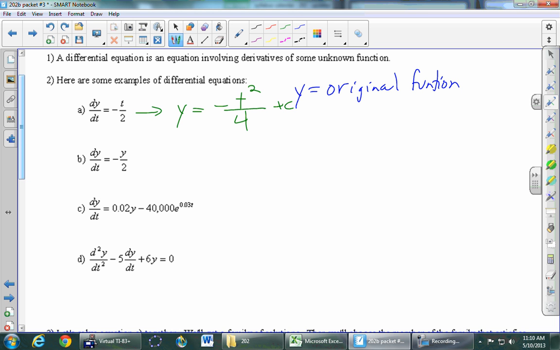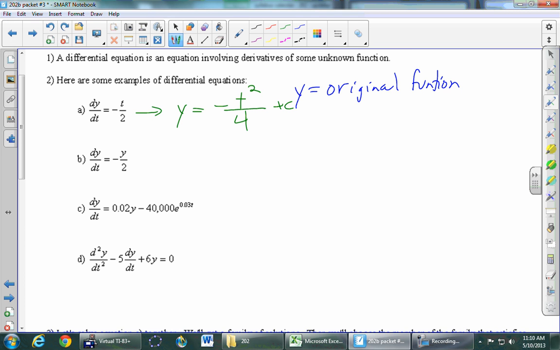But part B, even though it looks quite similar to part A, it's really different. Here, you can't just add 1 to the power up here and divide by the new power. This is not saying find someone whose derivative is t over 2. This is find someone whose derivative is itself over 2. It's a lot different, right? So the roles of these letters, they change quite a bit.